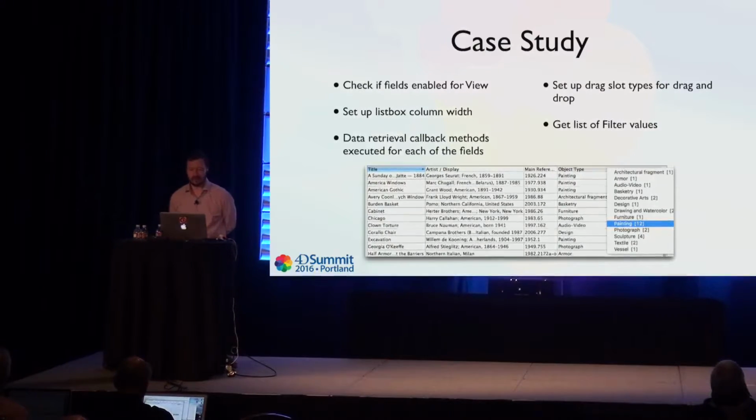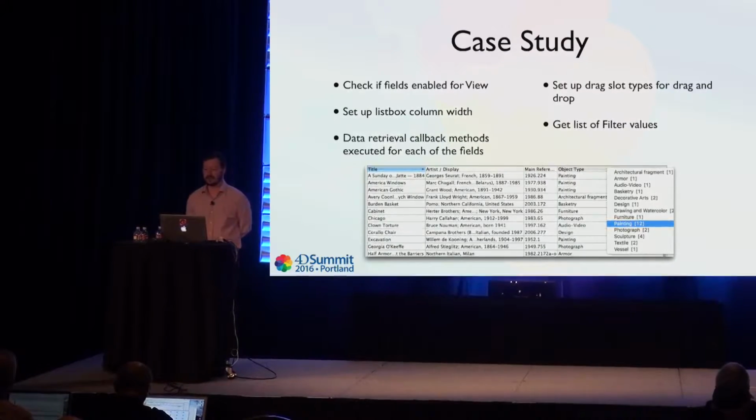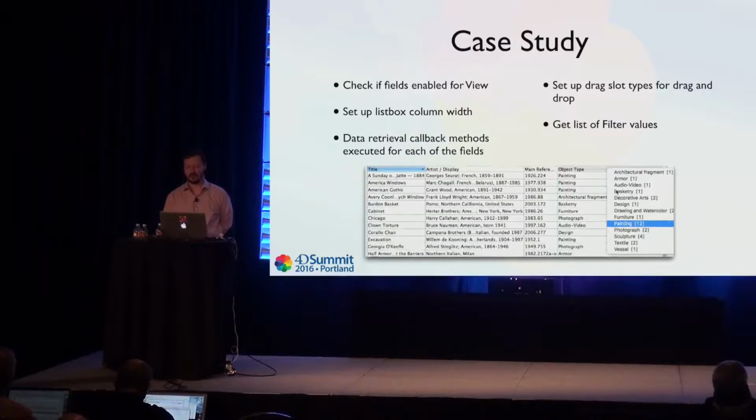The data view area does the same kind of thing. It checks if you can view the field. It sets up the column width, which you can define in your virtual structure. It calls the data retrieval callback method. It sets up things like drag and drop, so that all of that is handled generically as well. And it will pull a list of faceted filter values from the field definition, so that you can jump directly to those records with those values.